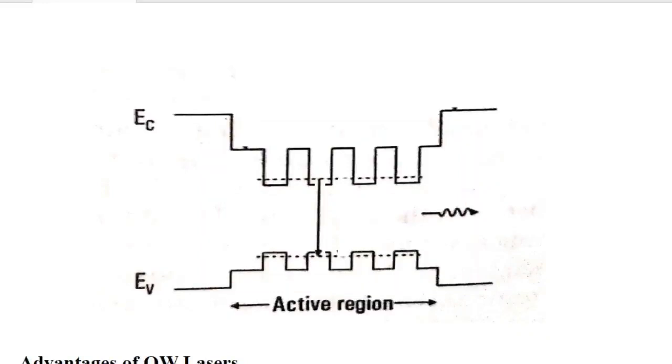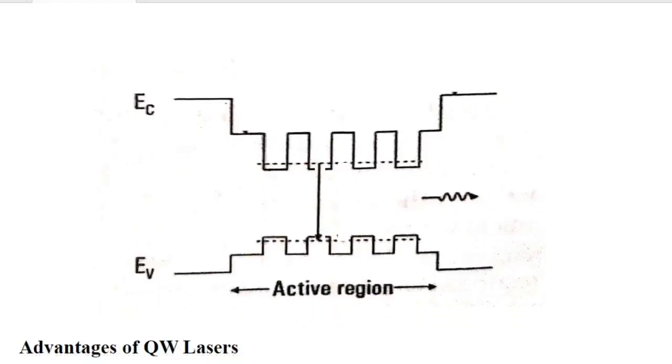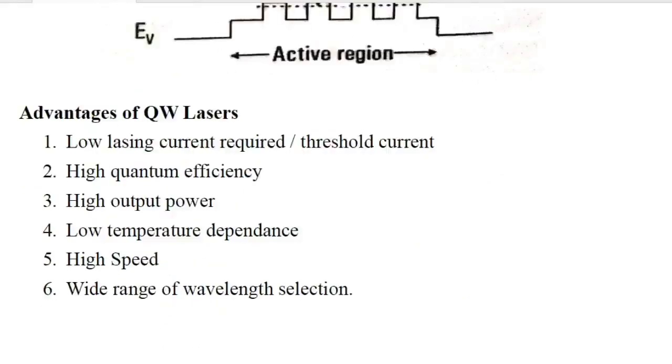Next, the advantages of quantum well lasers. The first point is the low lasing current required. The threshold current required for lasing action is on the lower side. Then high quantum efficiency, high output power, low temperature dependence, high speed, and a wide range of wavelength selection. Very important point: by reducing the thickness of the active region, you can select the desired wavelength.